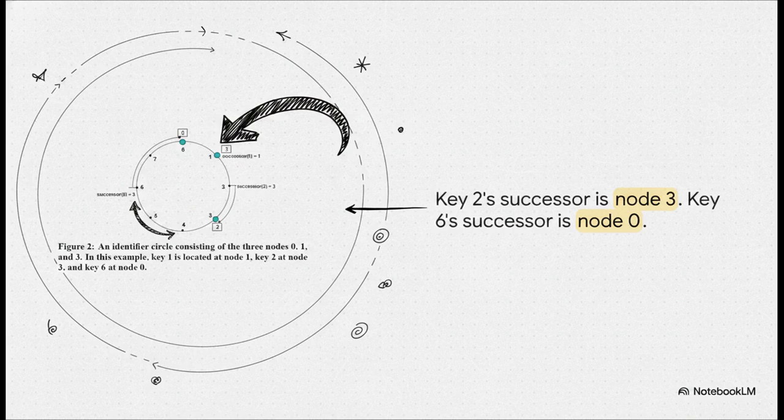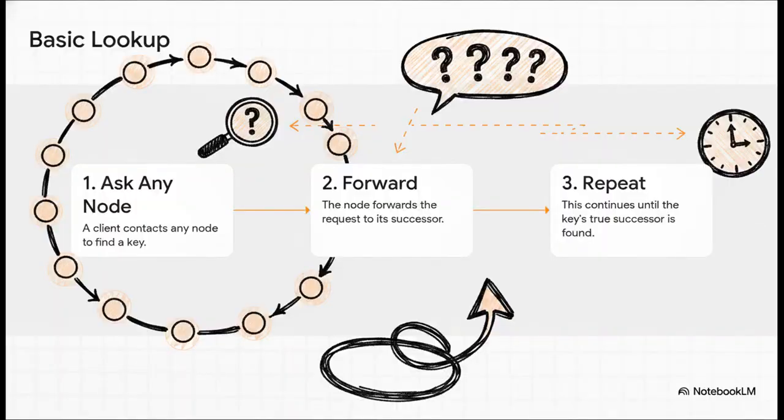So if we want to store data with key 1, well, its successor is node 1. Easy. But what about for key 2? We start at position 2, move clockwise, and the first node we hit is node 3. So key 2 gets stored on node 3. Now what about key 6? We start at 6, go all the way around the ring, and the first node we hit is node 0. Simple as that.